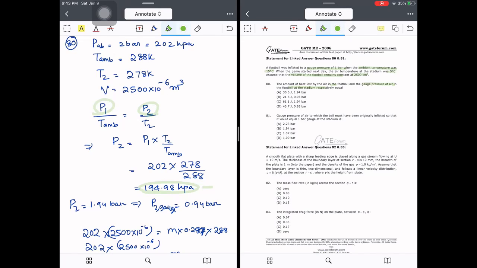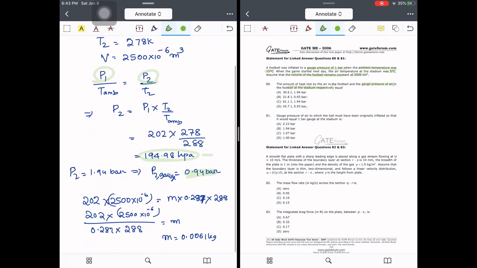So this is a constant volume, so P1 by T1 is equal to P2 by T2. From here we calculate the corresponding pressure. Remember that the pressures we are using are absolute pressure. The gauge pressure will be when we subtract 100 kilopascal, or rather being very exact, 101.325 kilopascal. If we subtract, I will be getting somewhere like 0.94 bar, or here it is 0.93 bar. So there are two options that we come across.